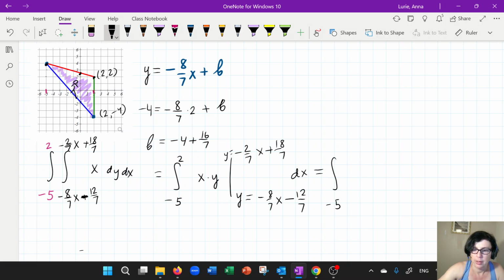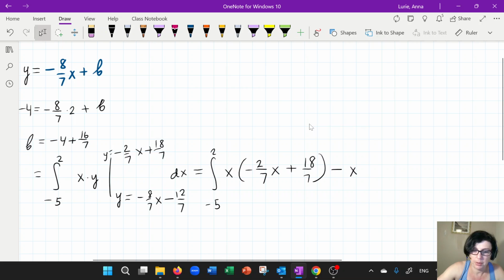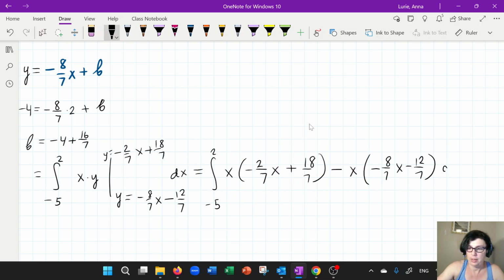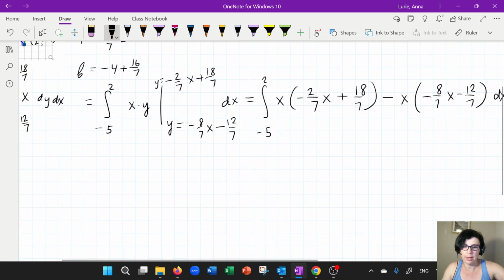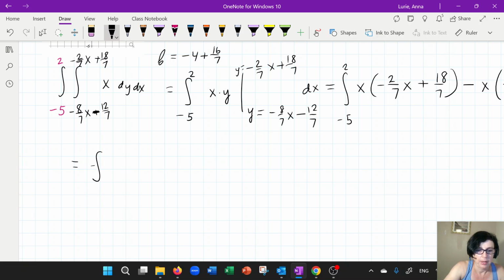So this is going to become x times (-2/7 x plus 18/7), right? And then I'm going to subtract, substituting the same thing. So then this is just going to be x times (-8/7 x minus 12/7), and then this is dx. Okay, so we're going to have to simplify this, I think, quite a bit and combine like terms.